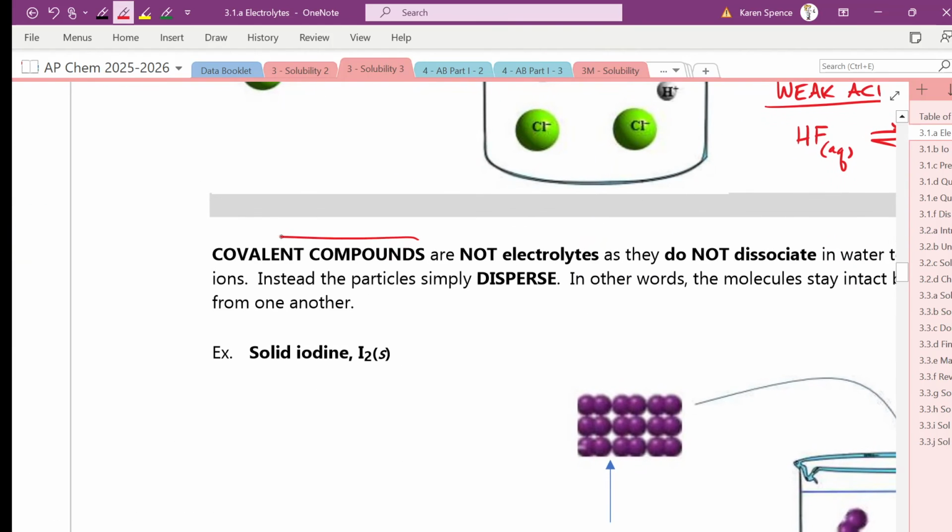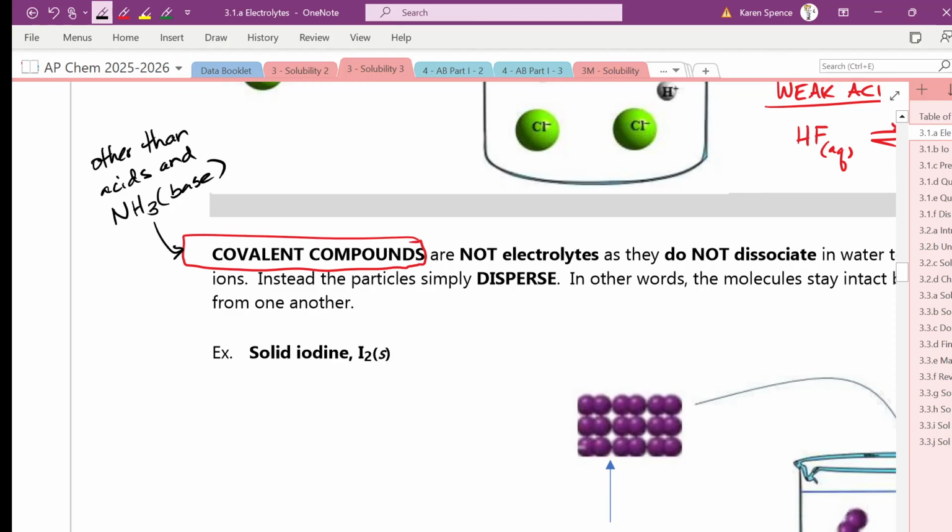Covalent compounds other than acids, and Bronsted, no, NH3, which is a base. Covalent compounds generally are not electrolytes, okay? Acids are the exception. NH3 is an exception. There's other bases that are like NH3.